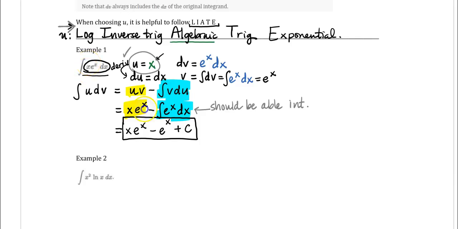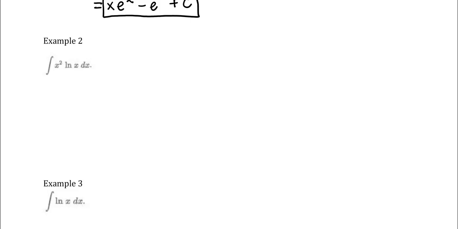Moving on to example 2, we are again using the fact that the integral of u dv is equal to u times v minus the integral of v du. We have to choose u and we have to choose dv.